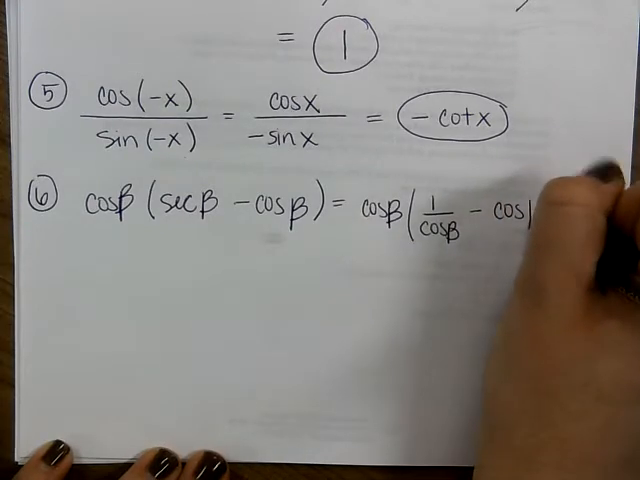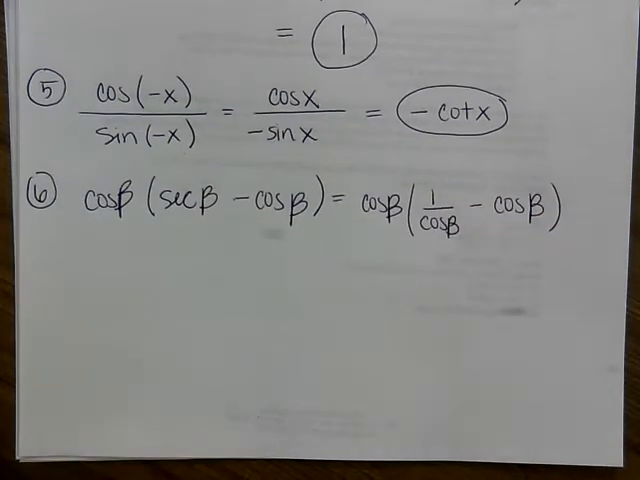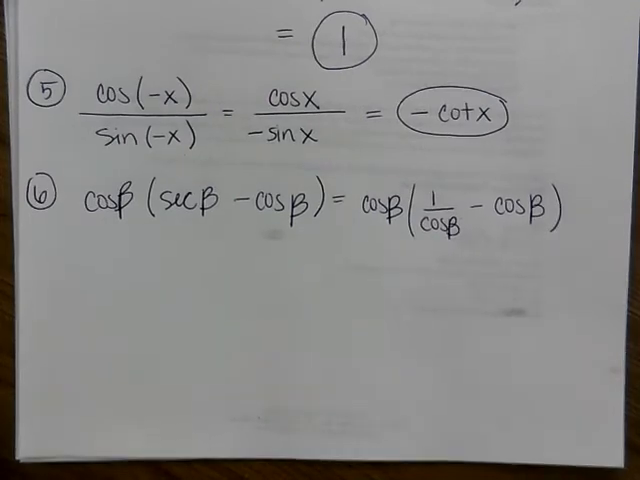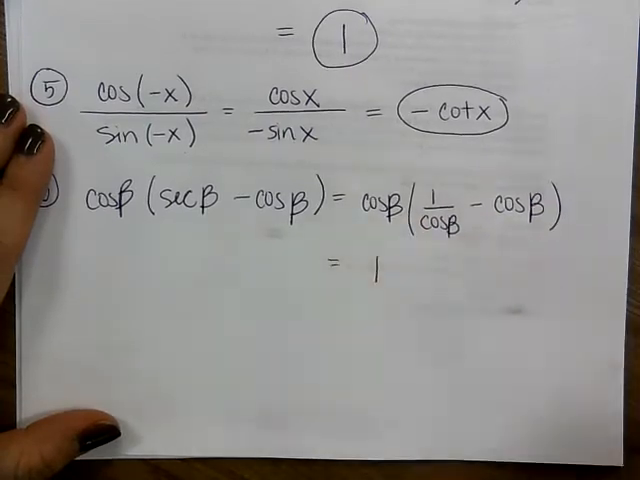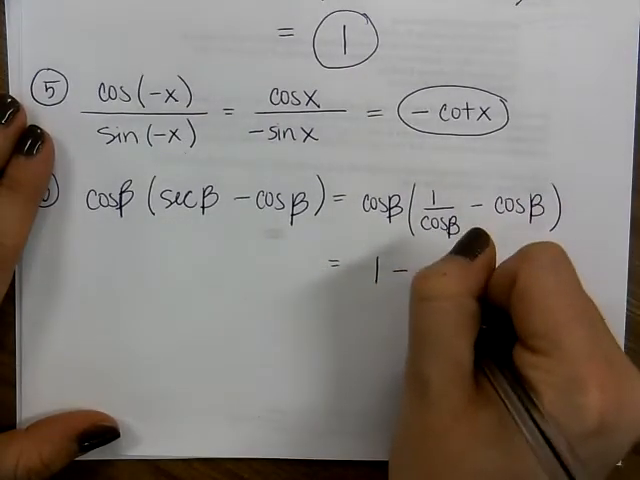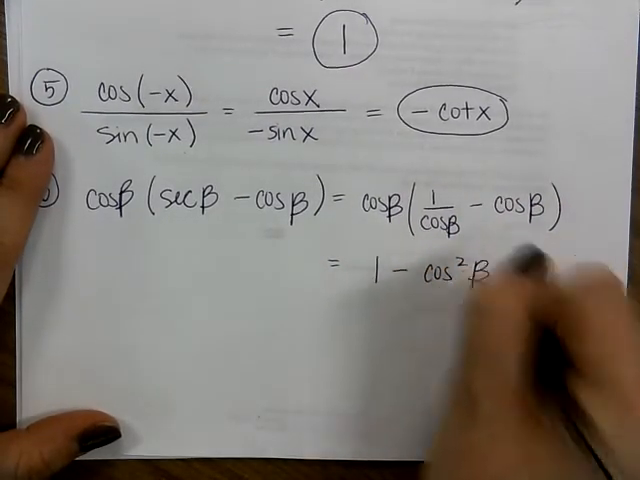How many people did that? Okay, good. Because then, after you do that, what should you do with that cosine outside? Distribute. It looks like you should multiply. You could have done that at the beginning. So when we do that, the cosines cancel here, leaving us with 1. And here we get a minus cosine squared of beta.